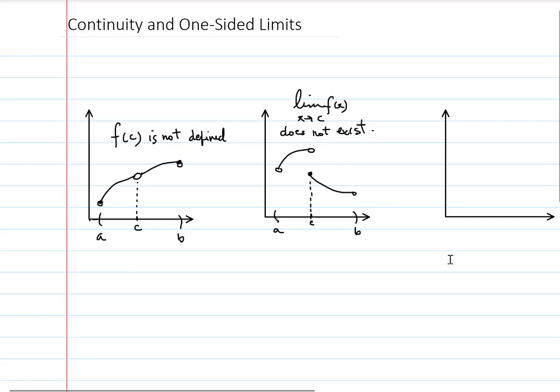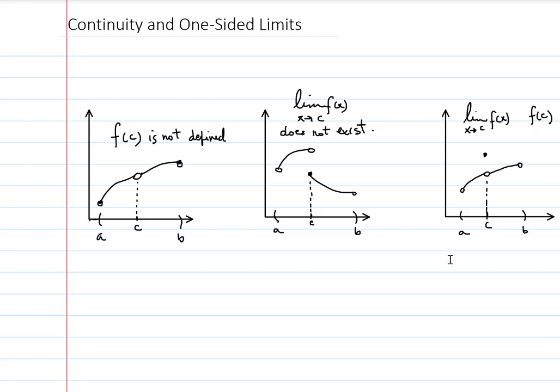The third case is very similar to the first one, but we're going to have f of c defined somewhere else. In this particular case, the limit exists, as we know. The limit exists even if there's a hole there. And f of c is defined at that point right there, but they're not the same thing. In other words, the limit of f of x as x goes to c is not the same thing as the function evaluated at c. So when you have this case, we also say we don't have continuity here.